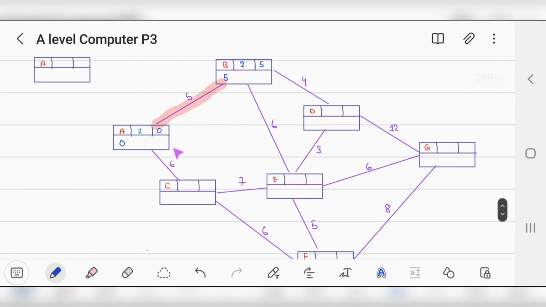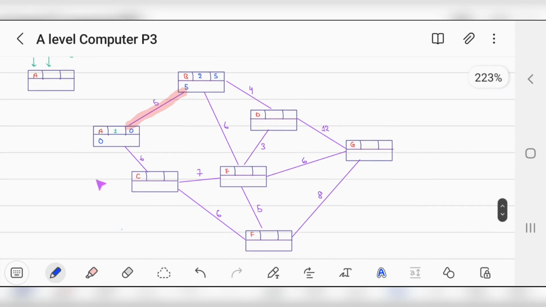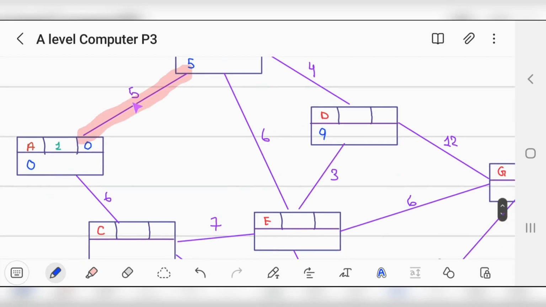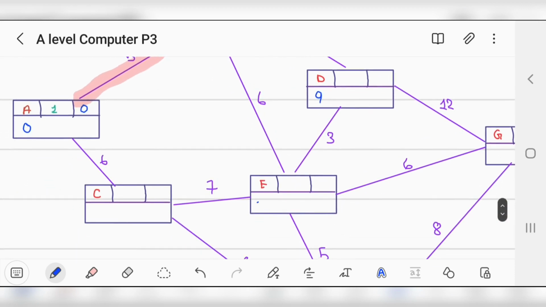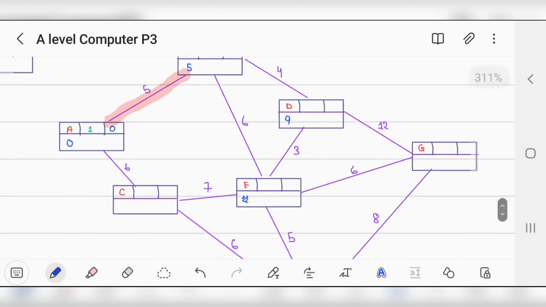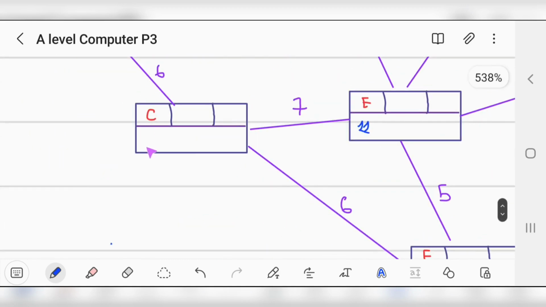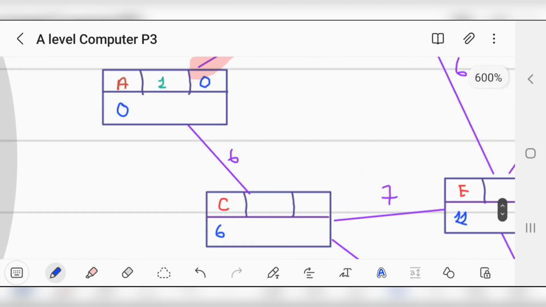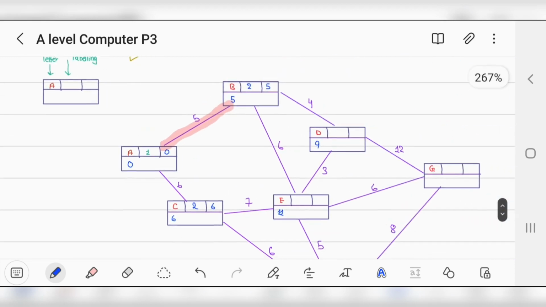Again, I will repeat this until I reach my destination. Starting again from the starting position, 5 and 4, which means it's going to be 9. 5 plus 6 is going to be 11, and 6 coming here is 6. So which is the least? 6 is the least, so I'm going to put sequence number 2 and 6 as the cost.